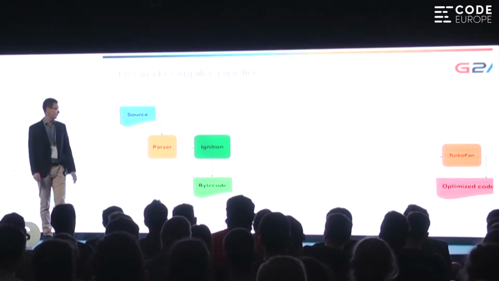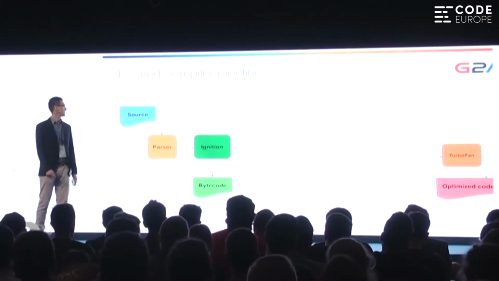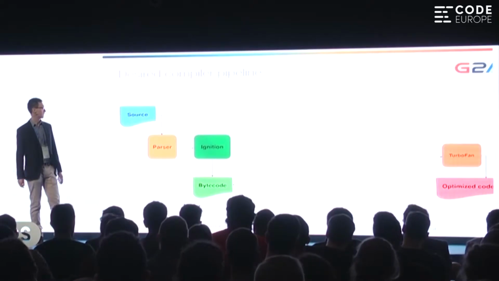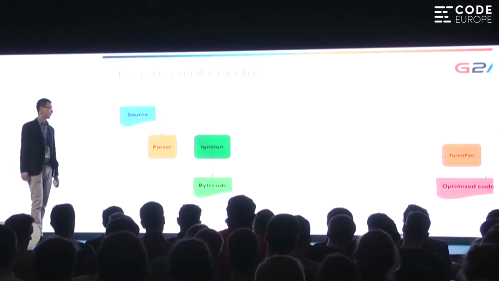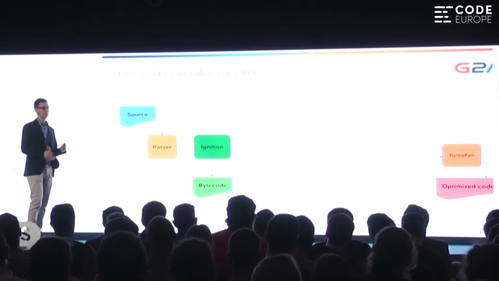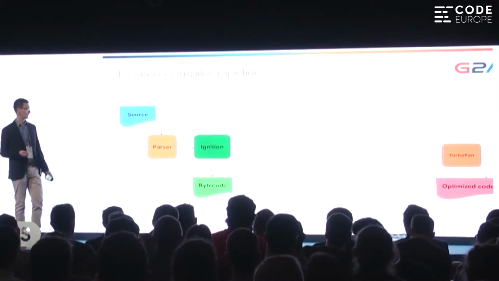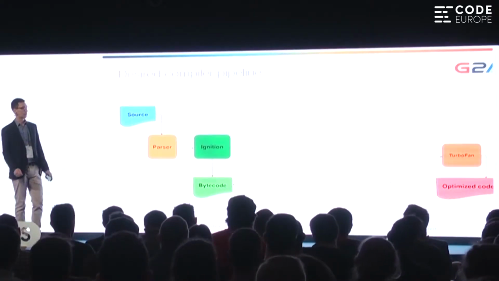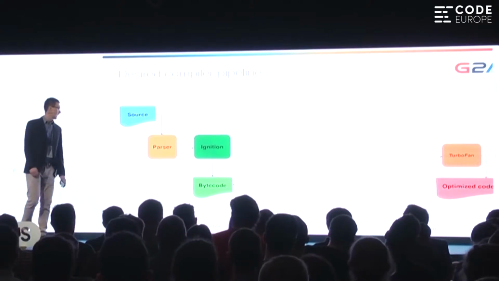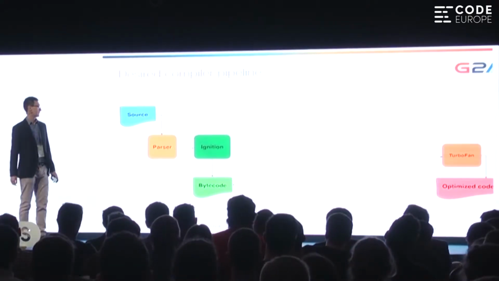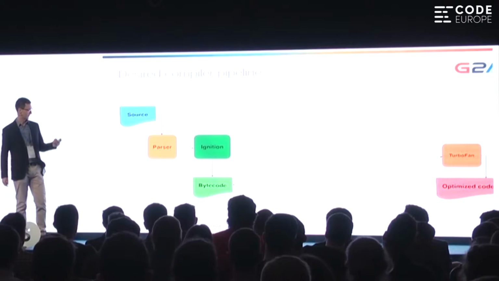This year, we will switch to a much more simplified compiler pipeline. So Turbofan can work directly on bytecode. Ignition will return bytecode, which is already optimized with some simple stuff. And we can get rid of Crankshaft and full code gen.